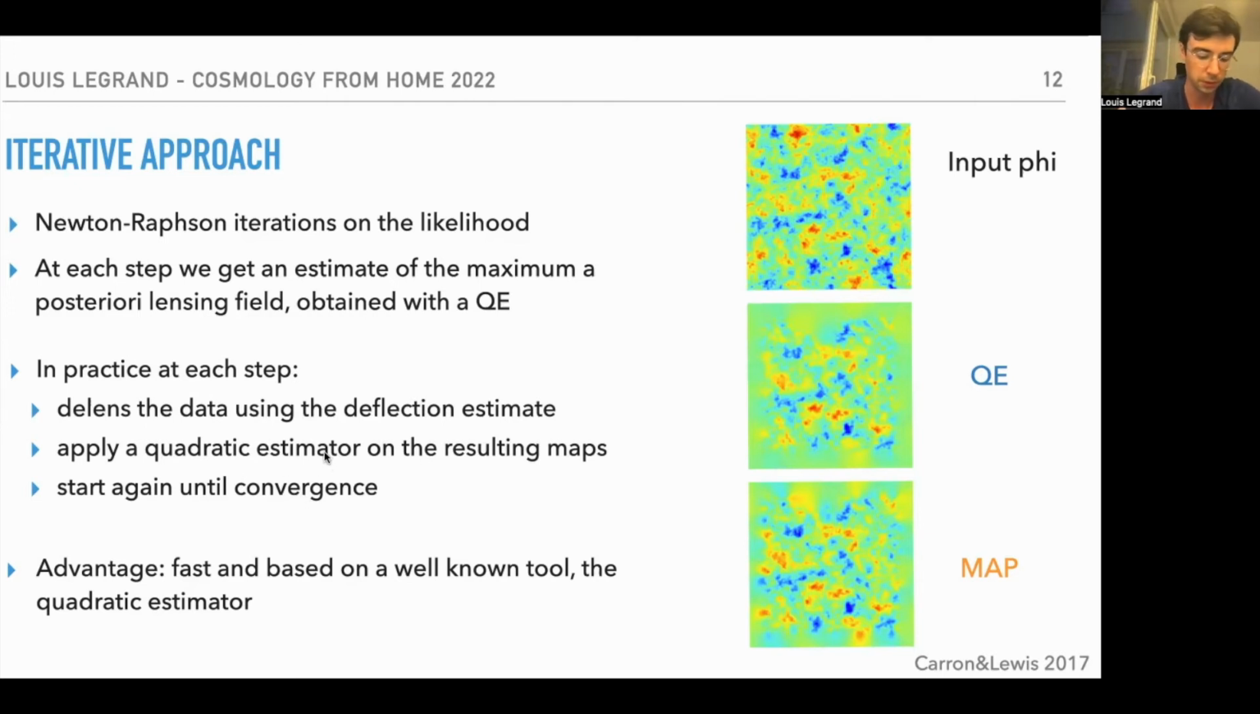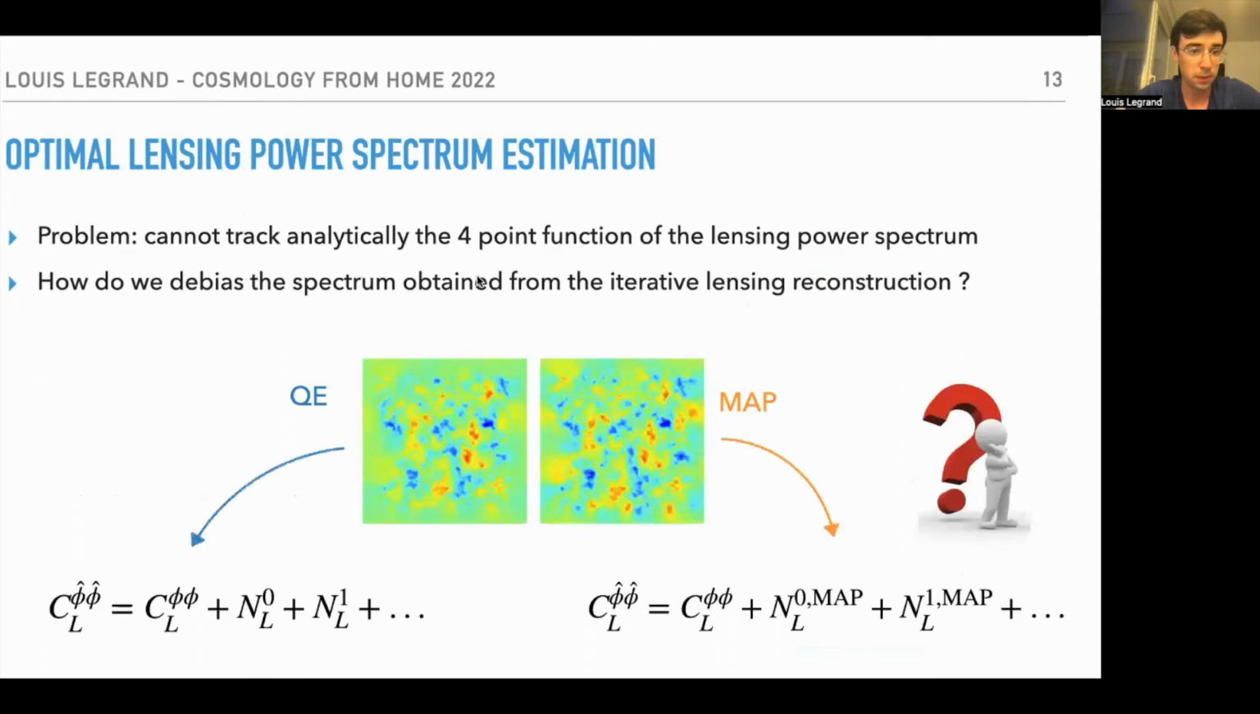So the advantage of this method is that it is quite fast, and it's based on a well-known tool, which is the quadratic estimator. Okay, the main problem now with this method is that we cannot track analytically the 4-point function of the lensing power spectrum, because at each step you get a new delensed map, which you use to get a new estimate of the lensing potential. So you have a lot of iterations, and so you will combine a lot of scales. It's not anymore a 4-point function, but an n-point function.